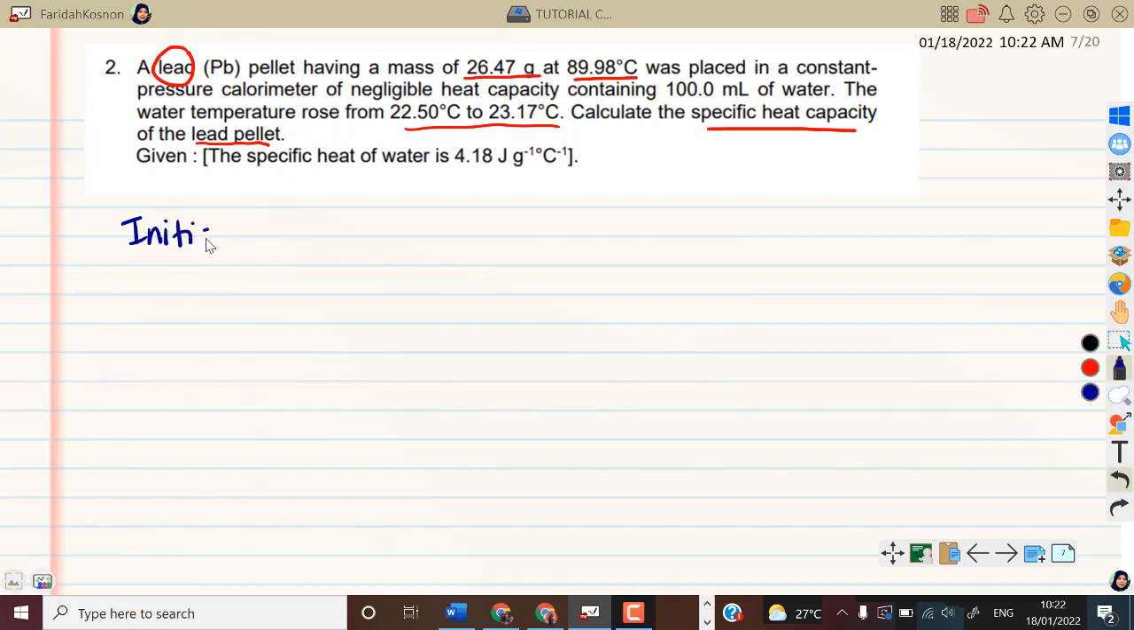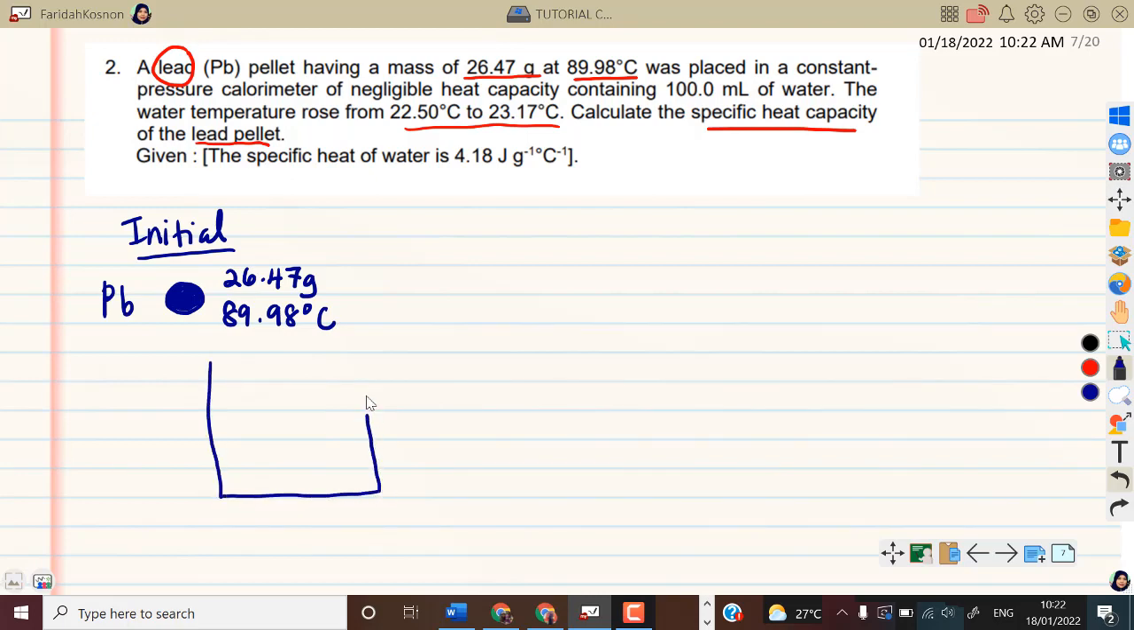Okay, so first of all, let's say initially. Initial, okay, initial, I have the lead pellet. Lead pellet, so saya gambarkan dalam bentuk macam ni lah. Lead pellet, kepingan lead ataupun kepingan plumbum tu. Okay. So, initially, the mass was 26.47 gram. And the initial temperature is 89.98 degrees Celsius. Okay. So, now, saya ada satu bekas, a container. Okay, saya ada satu bekas yang mengandungi apa kat sini? Saya ada 100 milliliter water. Okay, 100 milliliter water. So, kat sini saya ada 100.0 milliliter water.